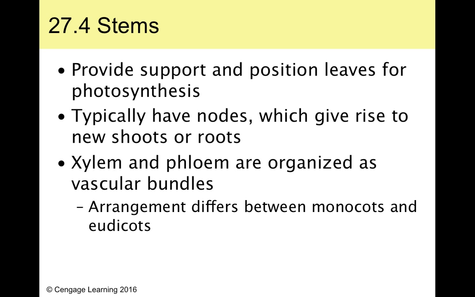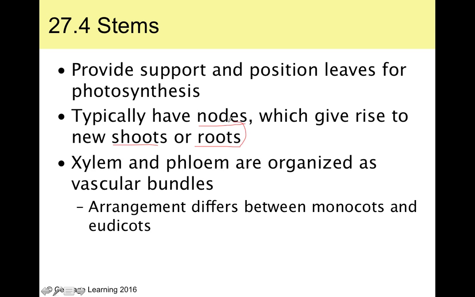Okay, so stems, of course the stem is what's growing above ground, and that's to provide a variety of functions: support the plant, lift the leaves up so they can outcompete other plants for sunlight, lift flowers to a higher height where they're visible to pollinators, things of that nature. Typically your stems are going to have nodes, and a node is a region of growth. A branch grows out of a node, a leaf grows out of a node, those give rise to new shoots. Xylem and phloem are organized as vascular bundles, which I had already mentioned.